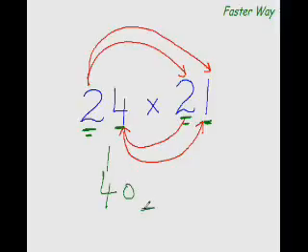Now to get the last digit, all you need to do is multiply the last digits of both the numbers. So 4 times 1 is 4. So your answer is 504. And once again, the advantage of using this method is that you are getting the answers from left to right, the most significant digit first.